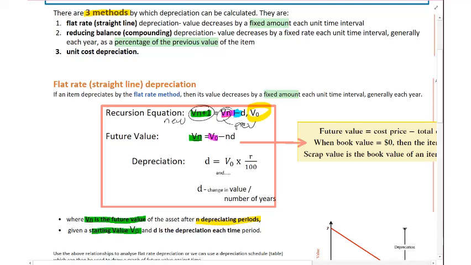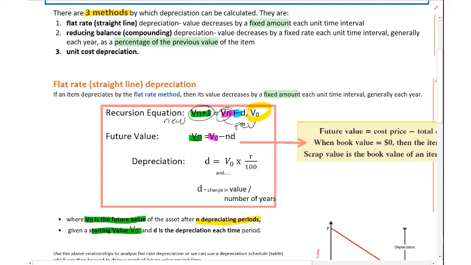So Vn is basically what it's going to be: what value is my car worth a year after I bought it, 2 years after I bought it, 3 years after I bought it. And D is the depreciation for each time period.